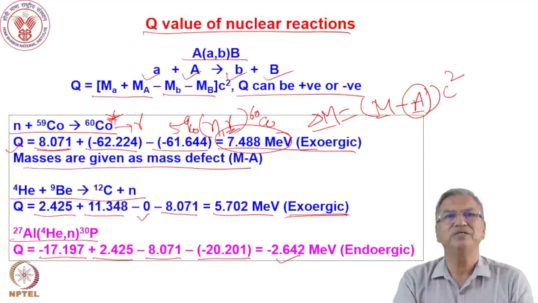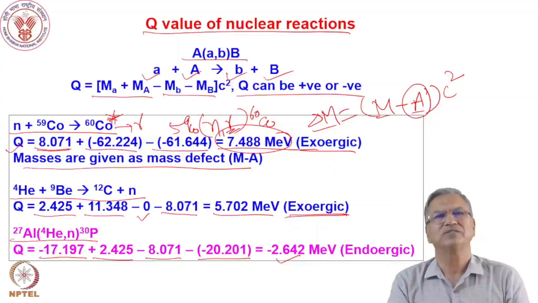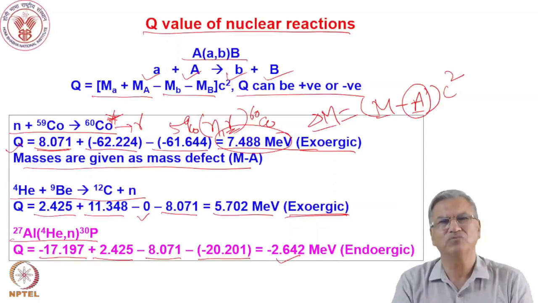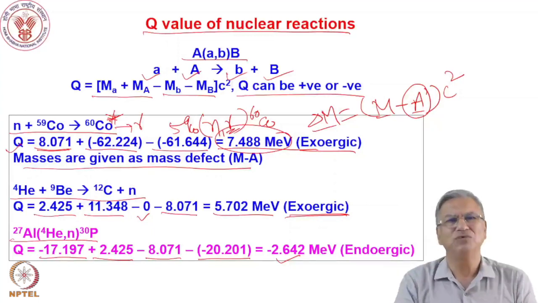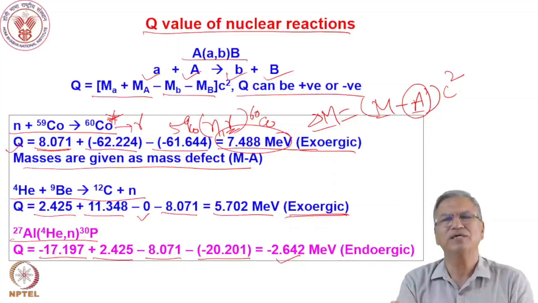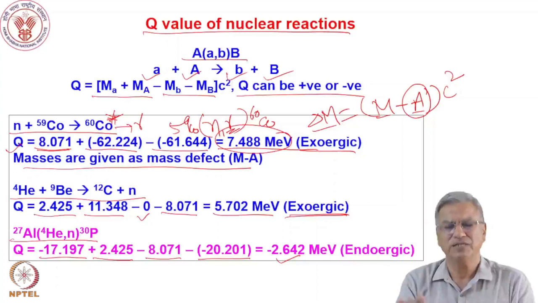So the energetics are an important property of nuclear reactions, and as you will see subsequently, you can in fact use the energetics to calculate the threshold of the nuclear reaction, that is, how much energy is required to induce a nuclear reaction. That we will discuss in the subsequent lecture. Thank you very much.